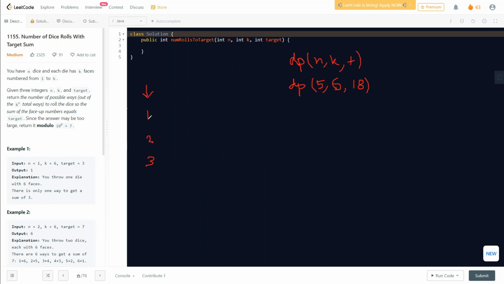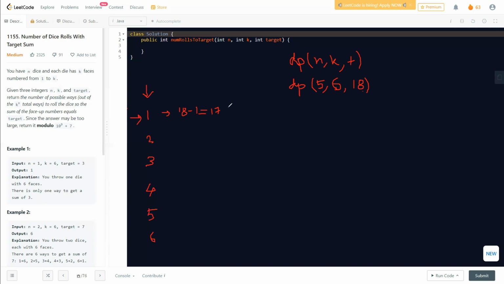Now the last die can have 6 values, so I'm writing out all the 6 values that the last die can take. Now, if our last die got 1, then what is the sum that we need to reach? Our target becomes 18 minus 1, so that leaves us with 17. This 17 needs to be fulfilled by the rest of the 4 dice.